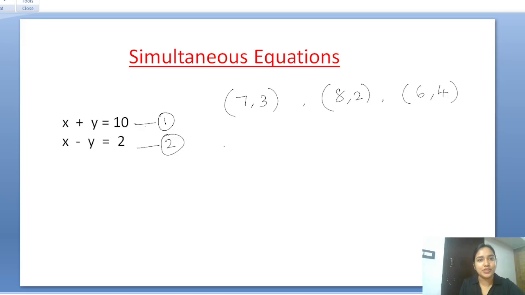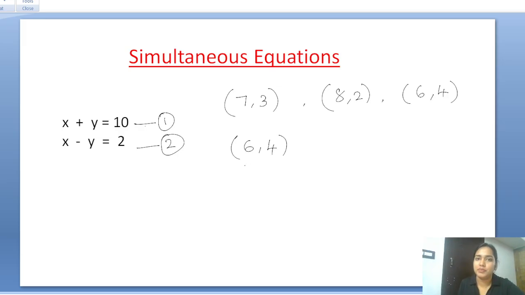Now look at the second equation. x minus y equal to 2. So what does it mean? The difference of two numbers is 2. So, among the solutions for the first equation, can you find numbers whose difference is 2? Yes, 6 and 4.